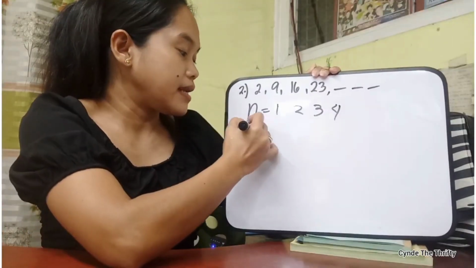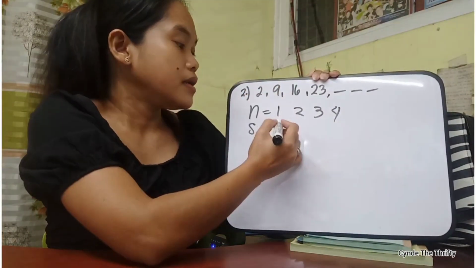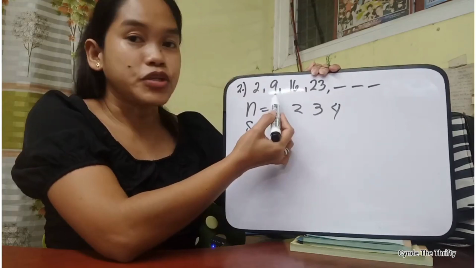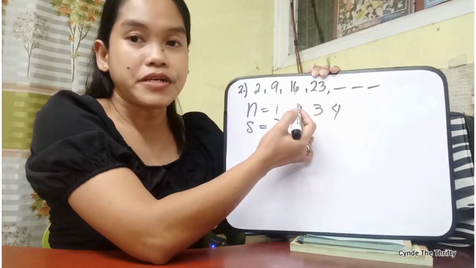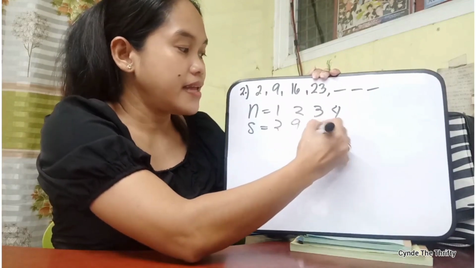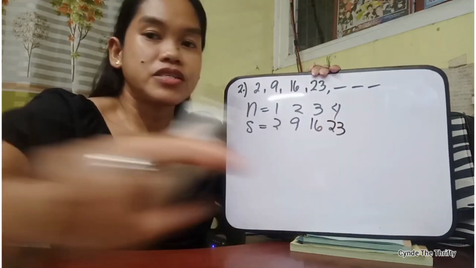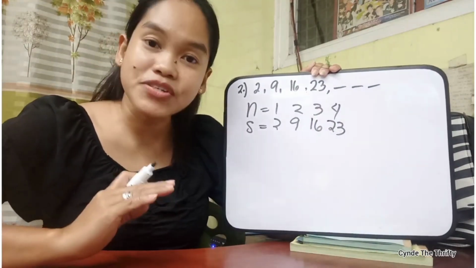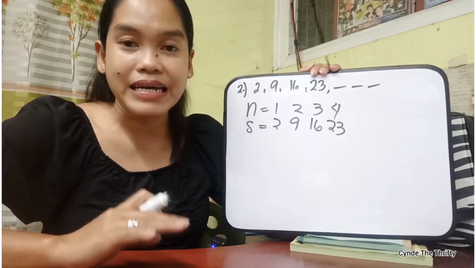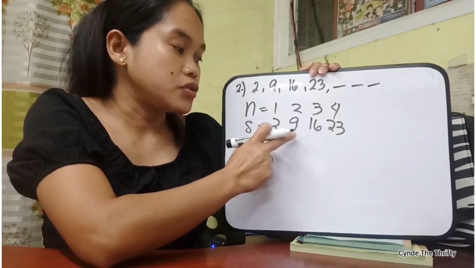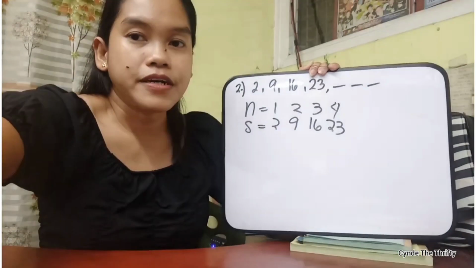And then, isulat natin ang ating sequence. Ano yung nasa first term natin? Number 2. Ang ating second term is 9. Ang ating third term is 16. And ang ating fourth term is 23. So, ayan, nasulat na natin. Ngayon, ang susunod nating step is hahanapin natin ang difference or ang interval ng first term to second term and second term to third term and third term to fourth term.